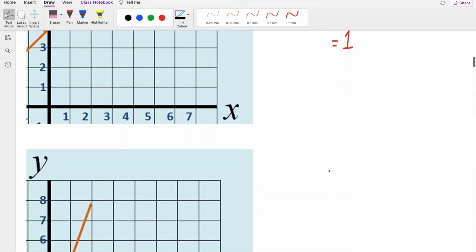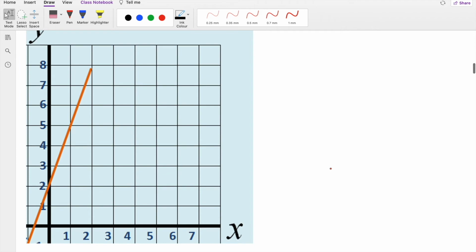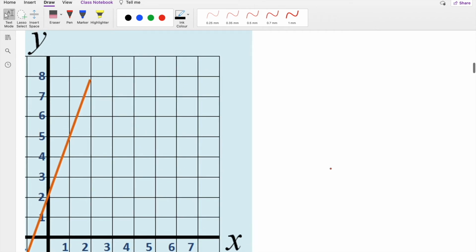Moving on to another example. Okay, first thing you need to do is find 2 points that lie in the corners of the grid. So I'm going to pick this one here, and this one over here. Okay, what you need to do then is to draw in your arrows.